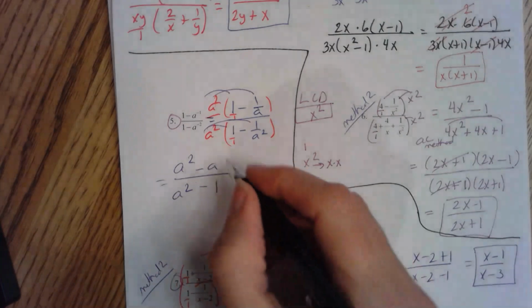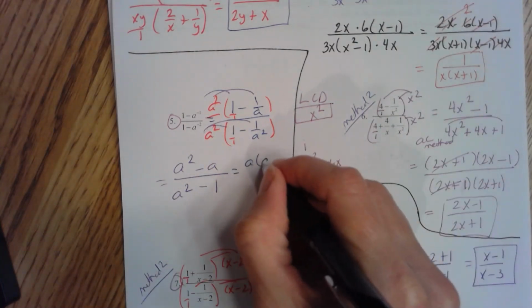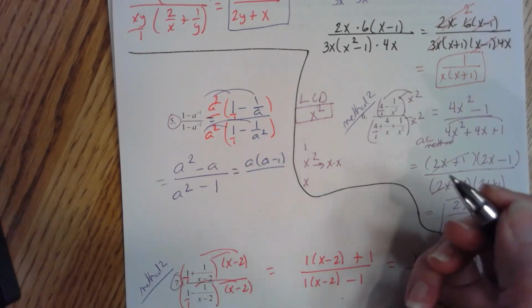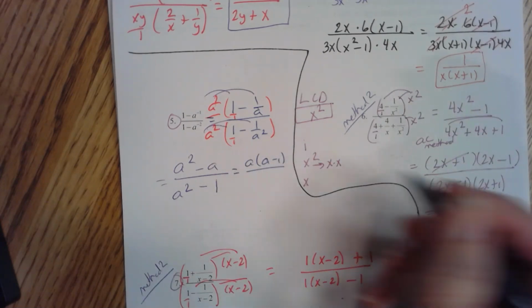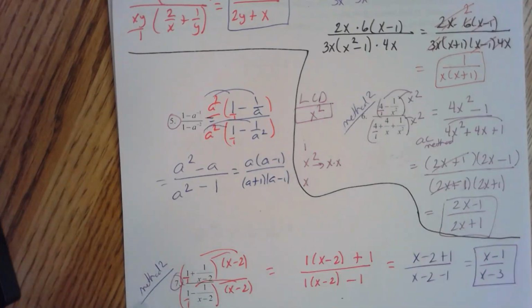Then we do need to try and factor. In the numerator, there's an a in common, so we'll factor out an a. We're left with a minus 1. In the denominator, we have a squared minus 1. That would be a difference of squares. So a plus 1 and a minus 1.